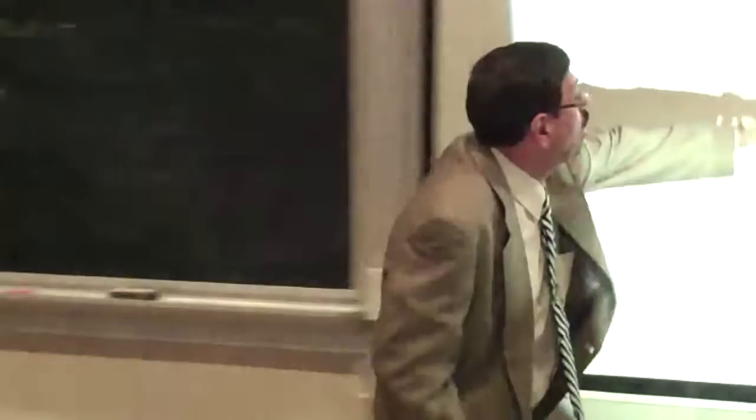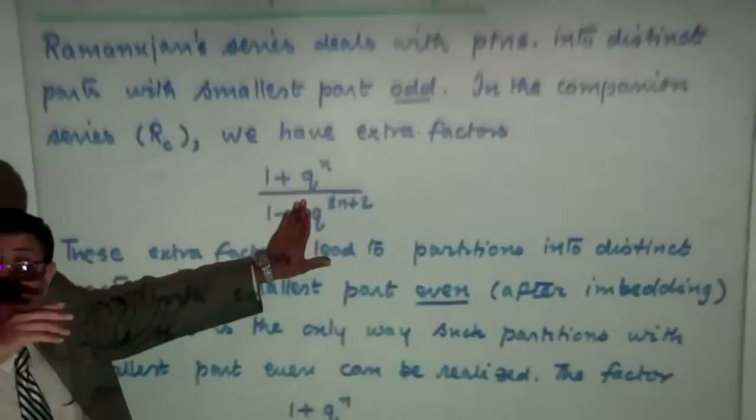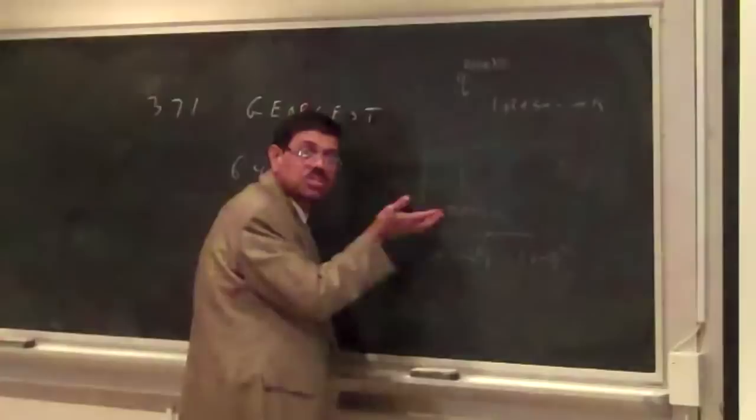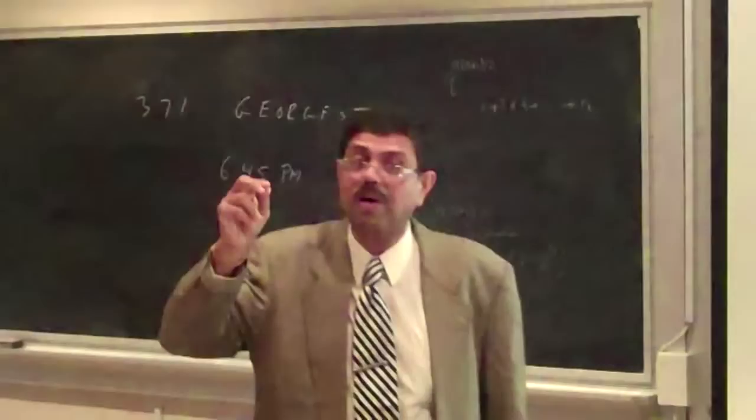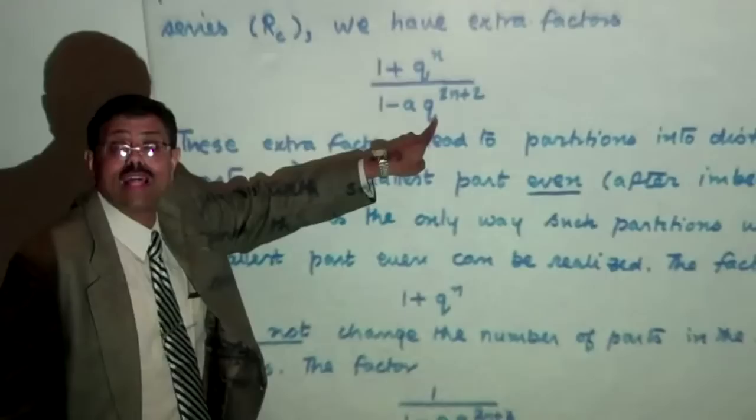But it also has this extra factor. This extra factor inserts columns of length n plus 1 in pairs. That also creates smallest part even. So there are two ways of creating smallest part even in this process. Either you do this or you do that.